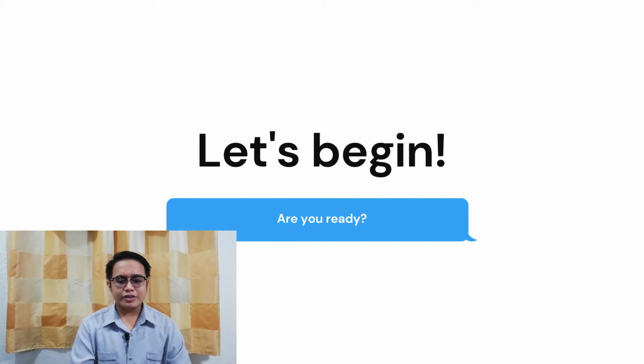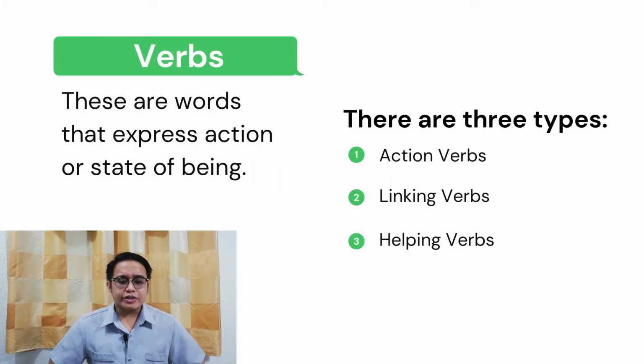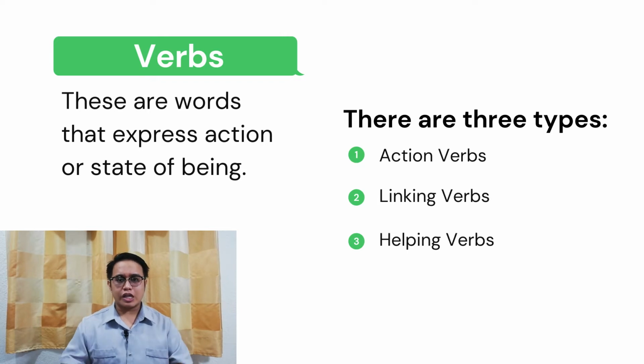So let's start with our definition of verbs. Now, Sir Kevin, what are verbs? I've been hearing about verbs, but I actually do not understand it, even until now. Okay, so verbs are words that express action or state of being. Don't worry about the phrase state of being. You're going to learn about that one later. But let's go first with actions.